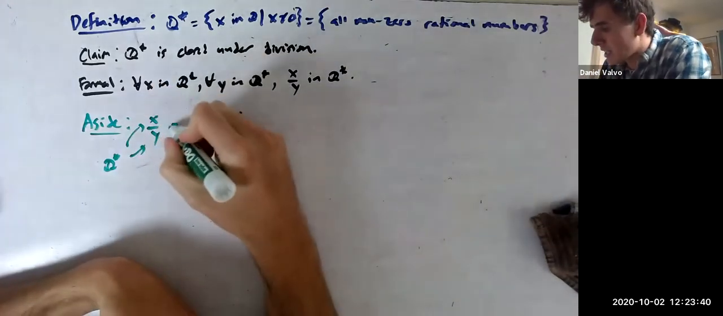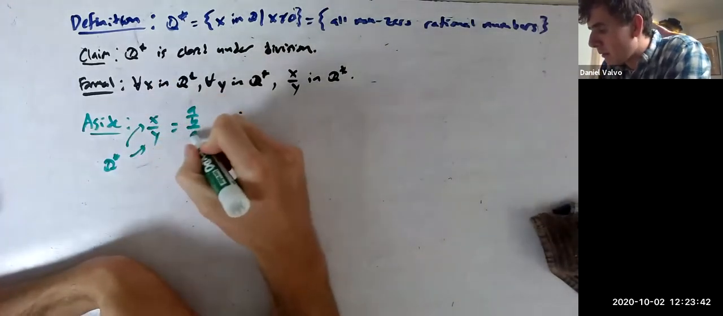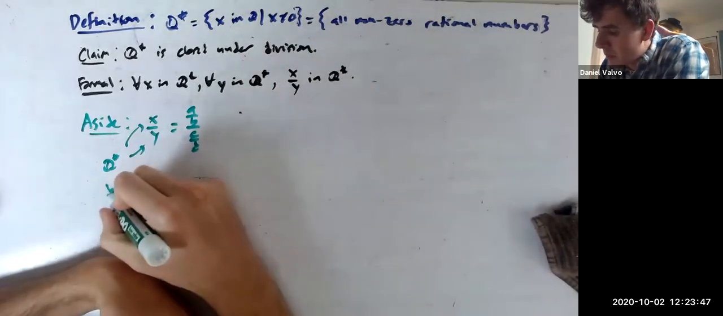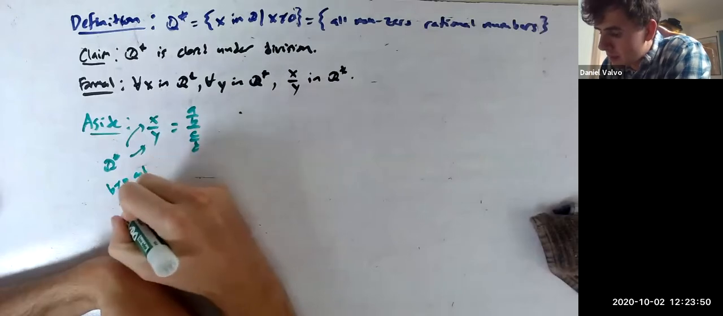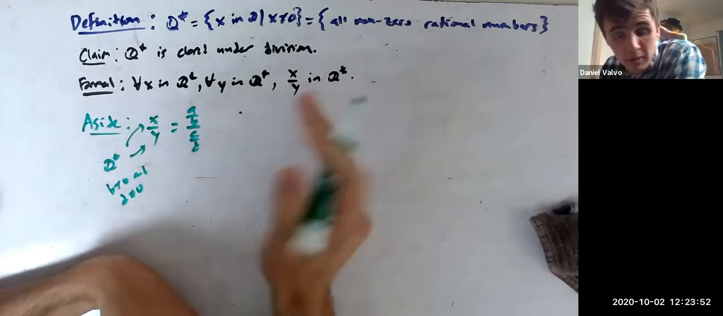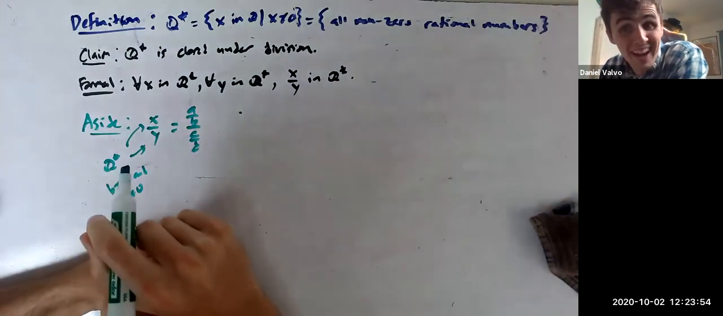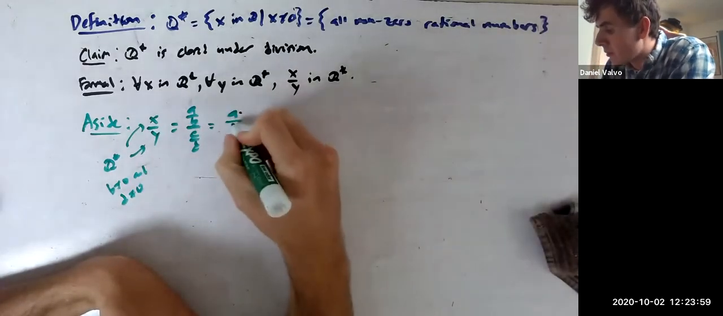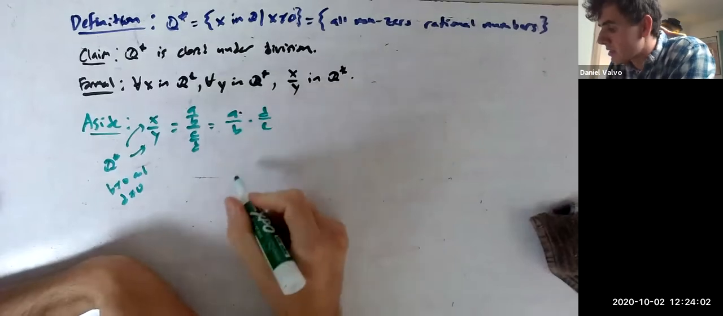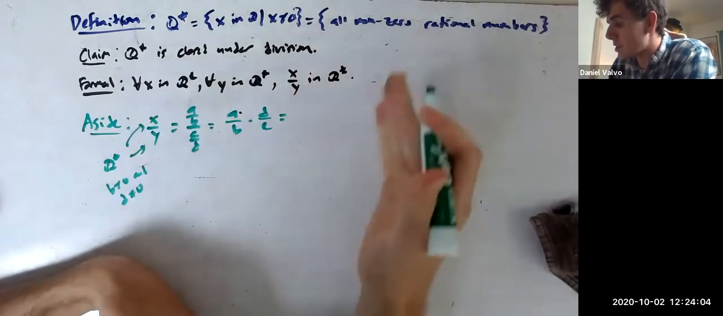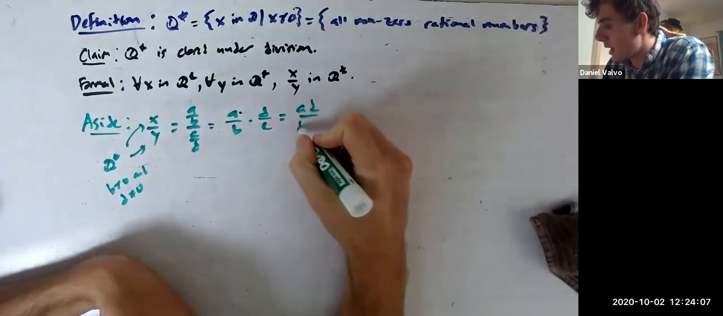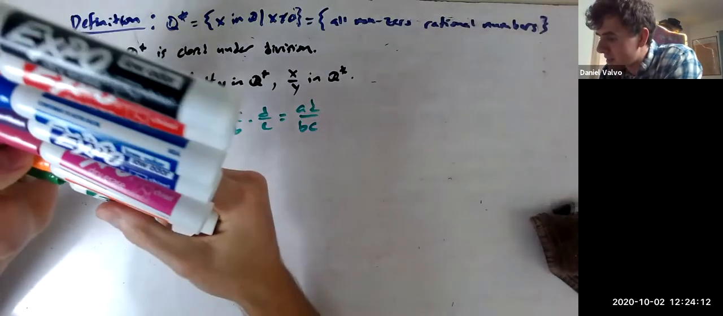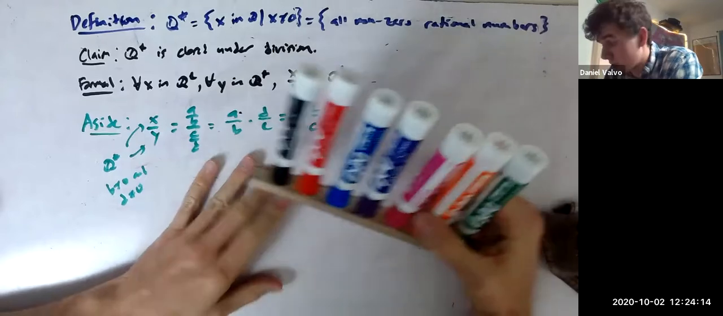So in particular, x can be written as a over b, and y can be written as c over d, where a, b, c, and d are all integers, and b does not equal 0, and d does not equal 0. That's what it means to be rational. Then we know we can divide rationals by flipping and multiplying. So this is the same as a over b times d over c. And then by fractional multiplication, we get this. So here's the question. Is this in Q star?